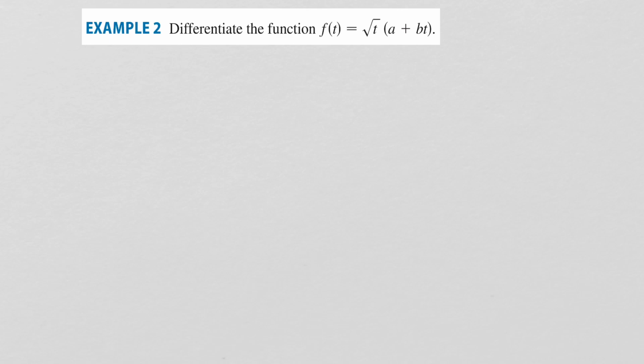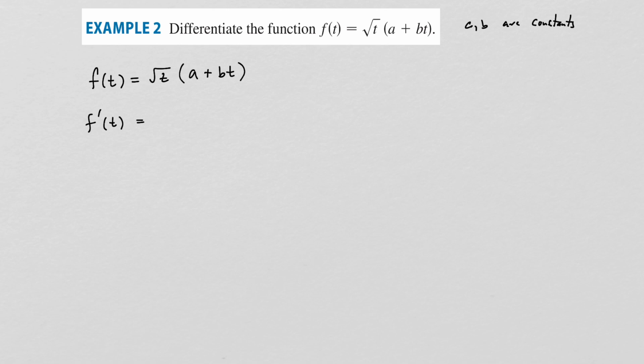For our second example, we want to differentiate the function f of t is equal to the square root of t multiplied by a plus b times t. Let's keep in mind that a and b are constants. The variable in this function is t. So if I have f of t equals the square root of t times a plus b times t, I'm going to apply the product rule to get the derivative because I have the product of two functions.